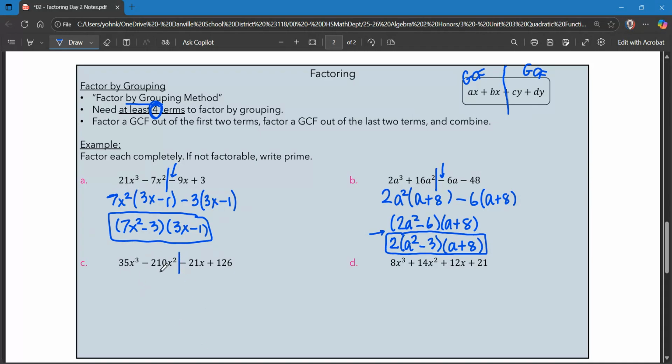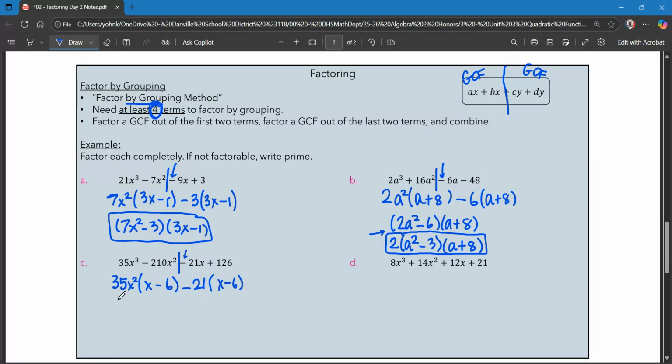All right, GCF in the first two terms is 35, can divide into 210. So 35, and there's an x squared in common. That's going to leave me with x minus, and 210 divided by 35 is 6. Then notice that middle symbol is negative, so let's take a negative out. 21 does go into 126 6 times, so I can take a 21 out, and that leaves me with x minus 6. Remember, if the two things in the parentheses are not the same, then you did it wrong.